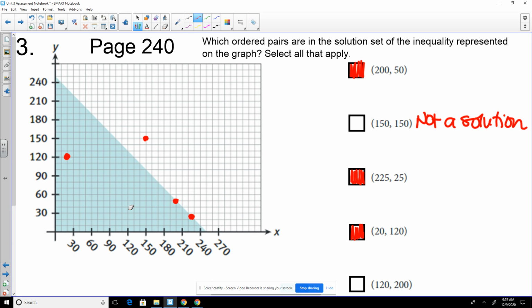The point (120, 200) lies here, outside of the shaded region, so it would not be a solution. So you would not select that as a solution. The only 3 points that are solutions to this inequality are the 2 that lie on the line and the 1 that lies in that shaded region.